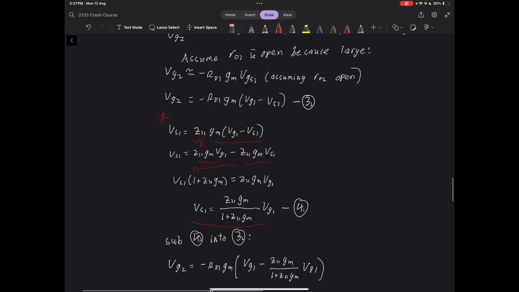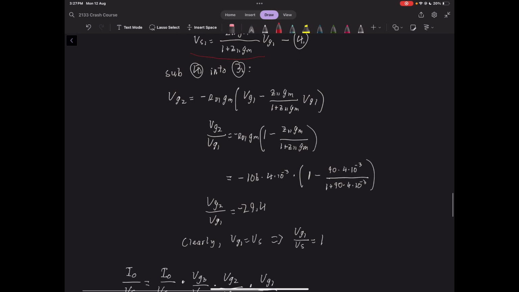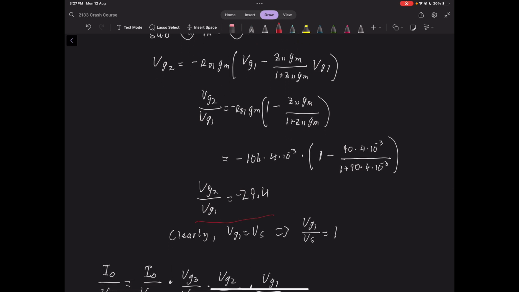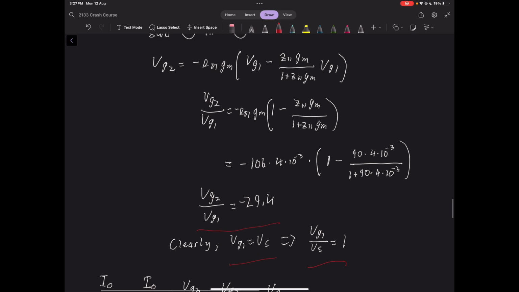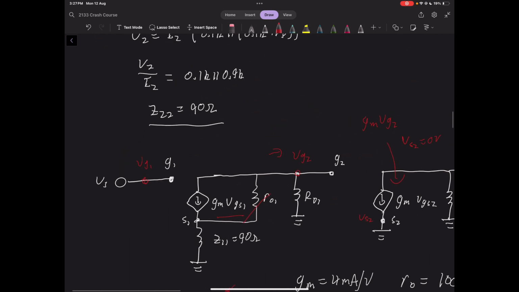And then we can substitute 4 into 3, which was this equation up here. If we follow the working, that's going to give us VG2 in terms of VG1. And then our final bit, clearly VG1 equals VS. So that's the gain in terms of that, because by definition, VG1 is the same voltage as VS.